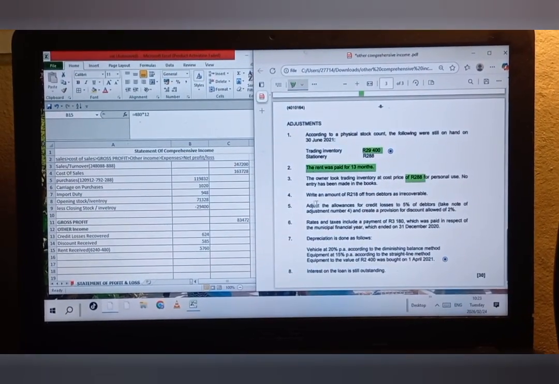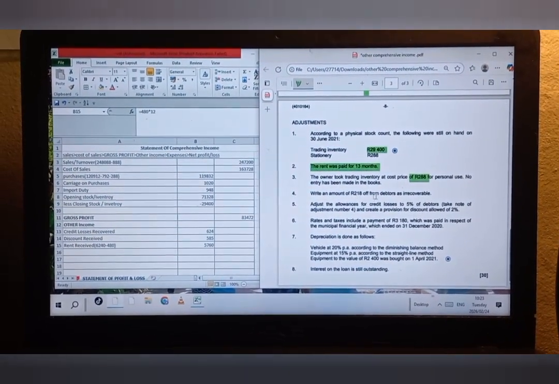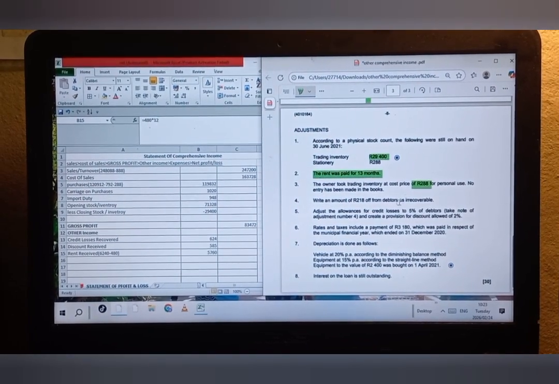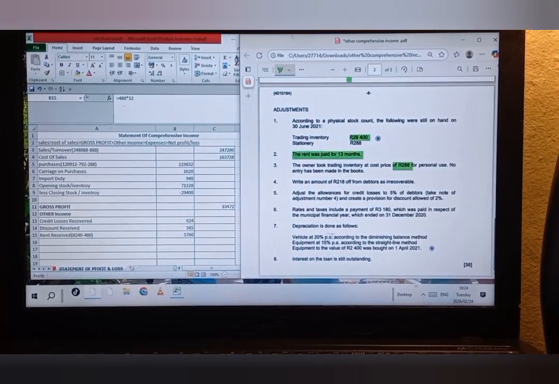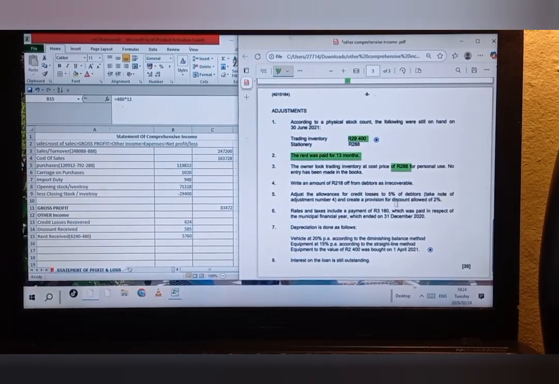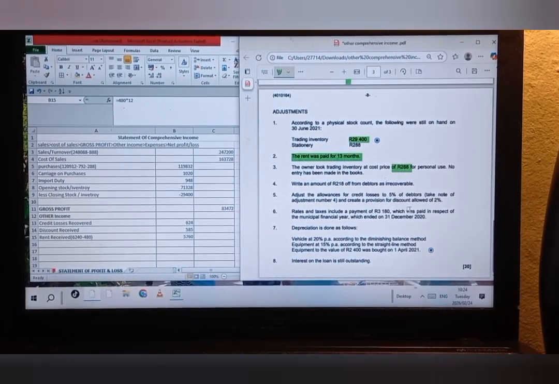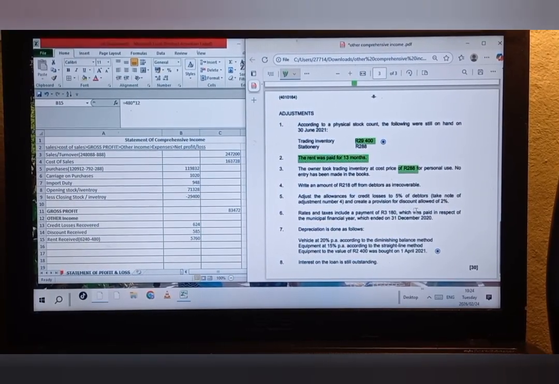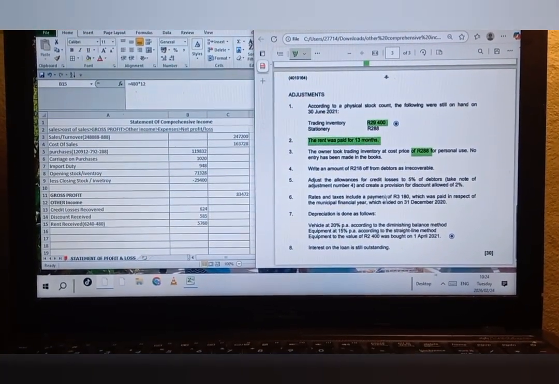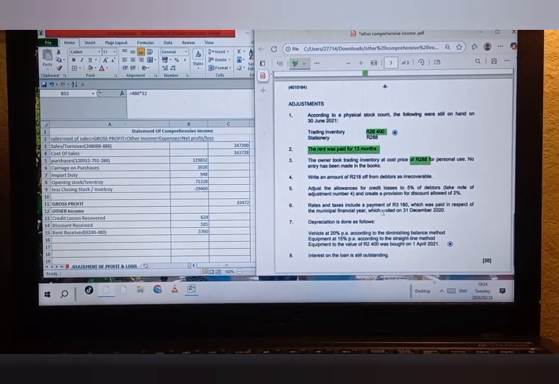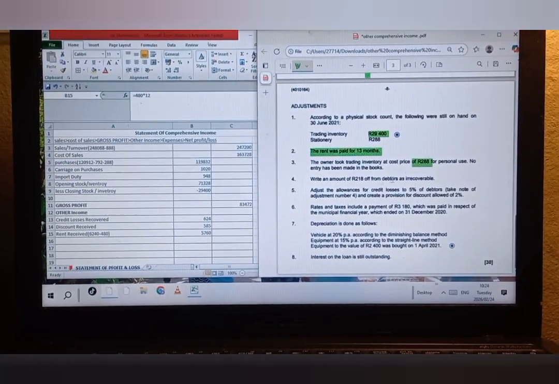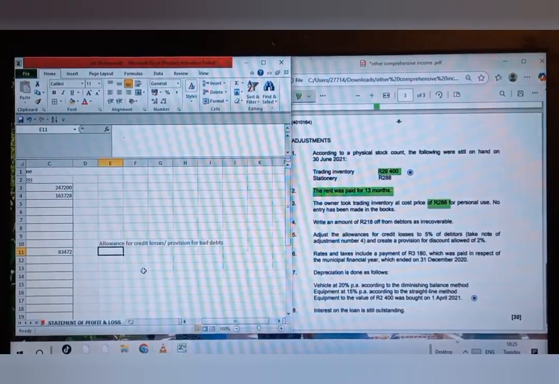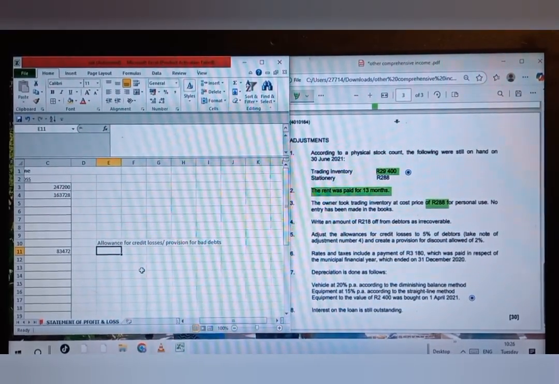Adjustment number 4 says write an amount of 218 off from debtors as irrecoverable, meaning we have bad debts of 218 rand. Take note of adjustment number 4 and create provision for discount allowed. Guys, this is another statement. This is another adjustment. Now we need to calculate allowance for credit losses. It's the same as provision for bad debts. It is the money that the business puts away just in case we have debtors that are irrecoverable, meaning we have bad debts.